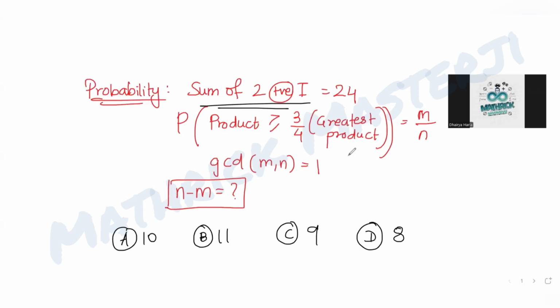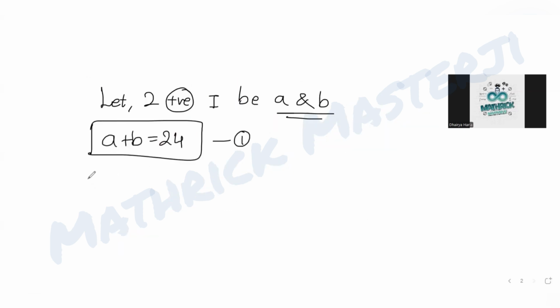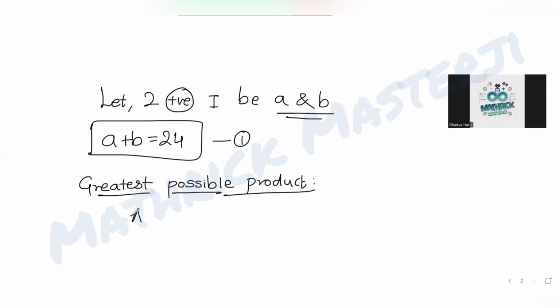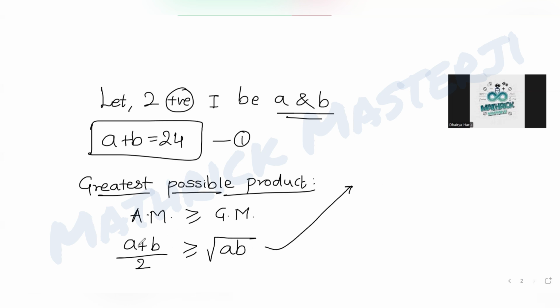Now the question also tells me something about the greatest product of the two integers. If I want to find the greatest possible product for the two integers a and b, I can use the idea that we already know: the arithmetic mean is always greater than or equal to the geometric mean. The arithmetic mean is a plus b divided by 2, and the geometric mean is square root of a into b. So a plus b, which is 24, divided by 2 has to be greater than or equal to square root of a into b.